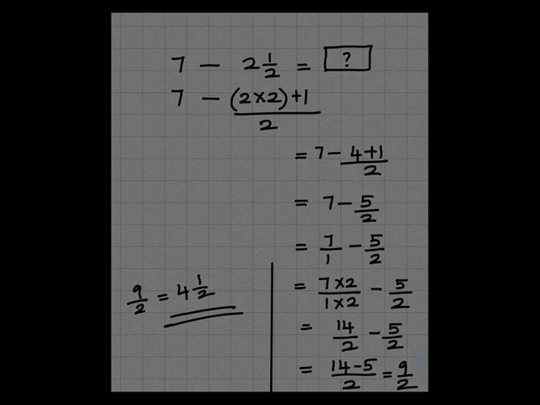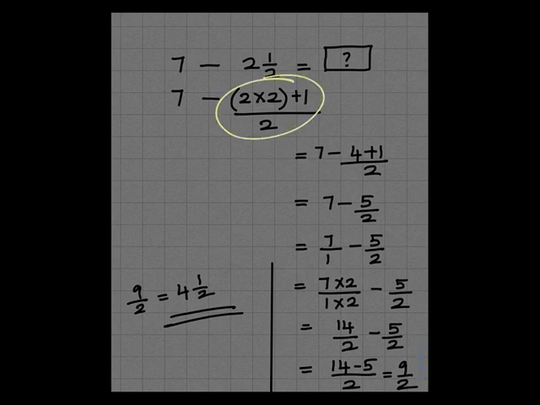Next, let us solve the problem. 7 minus 2 1 by 2 equals what? 2 1 by 2 is a mixed number. So let us convert it into an improper fraction. So to convert it, let us multiply 2 times 2 plus the numerator 1 divided by the denominator 2. So that is the next step.